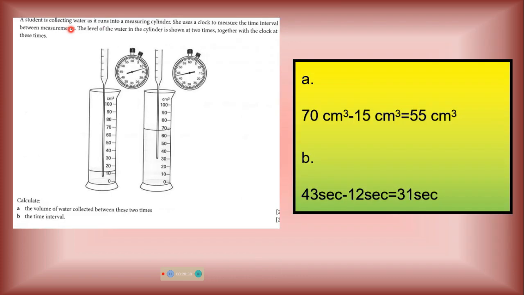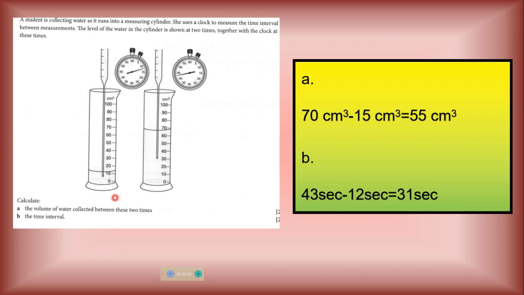A student is collecting water as it runs into a measuring cylinder. She uses a clock to measure the time interval between measurements. The level of the water in the cylinder is shown at 2 times together with the clock at these times. Calculate the volume of water collected between these 2 times.